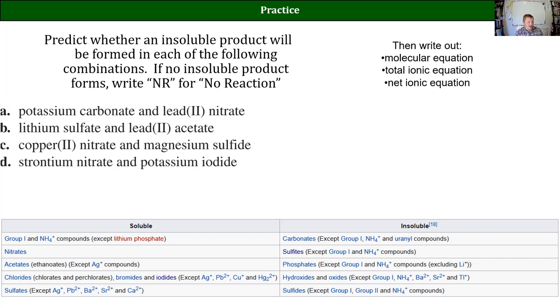Right. So for any of these, start by writing out the reactants and then check your solubility table to see if you made a combination that's insoluble. So if we start with potassium carbonate, you need to remember that potassium is going to make a plus one charge. Carbonate is going to be a 2 minus charge. So potassium carbonate is going to be K2CO3.